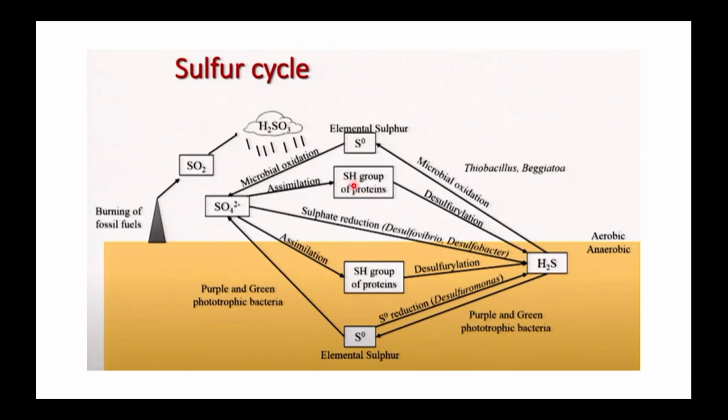The sulfur from these sulfates is assimilated into those proteins, and later when proteins are broken down, the sulfur is again desulfurylated and goes to H2S. So this is one process. These sulfates are also directly reduced into H2S by certain bacteria, which are sulfate reducing bacteria, Desulfovibrio and Desulfobacter. They can reduce these sulfates into H2S directly.